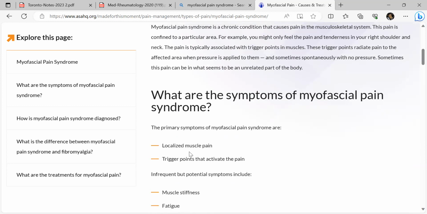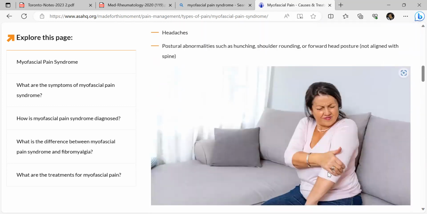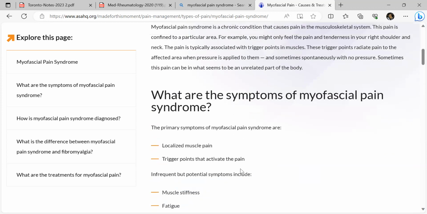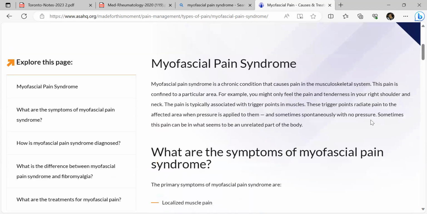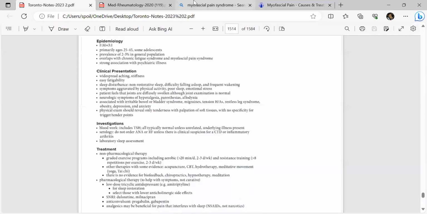See, here is localized pain, like this lady is having localized pain here, and they have the trigger points also. These trigger points radiate pain to the affected area when pressure is applied to them, and sometimes spontaneously with no pressure. Sometimes this pain can seem to be unrelated to any part of the body. Okay, so coming back.